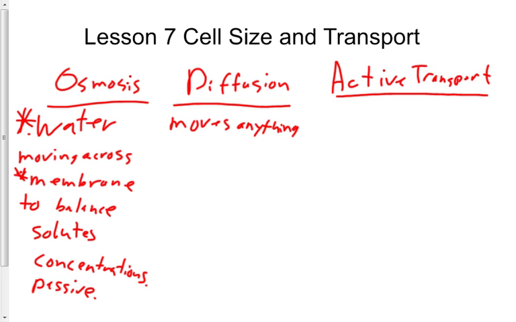Okay, but it's within the cell. All right, it's not moving across the membrane. It can move when it's outside of the cell. Things can move by diffusion outside of the cell, but it doesn't move across the membrane by diffusion. Okay, so it moves anything within the cell. Okay, what else?